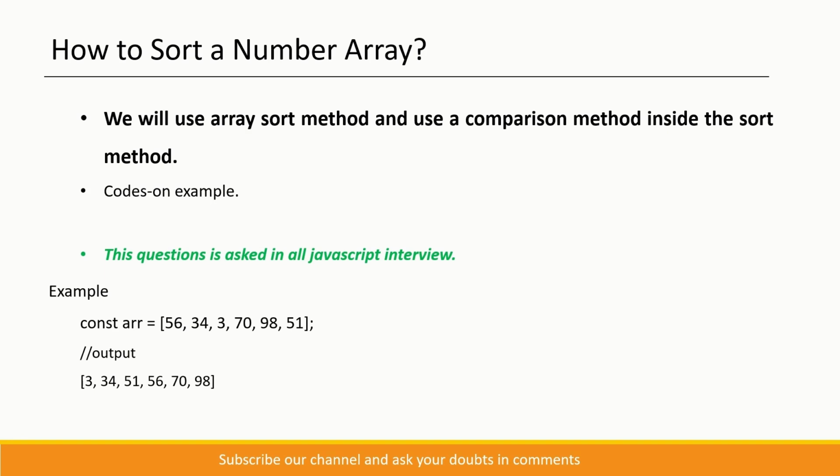If we don't use a comparison function inside the sort method, then JavaScript will take the first digit of the number, and based on that first digit, JavaScript by default applies its sorting algorithm to sort the array. So it is wrong. Most UI developers and most JavaScript developers make this same mistake while sorting a number array. So let's see how to implement the perfect way to sort a number array in JavaScript, at code level.